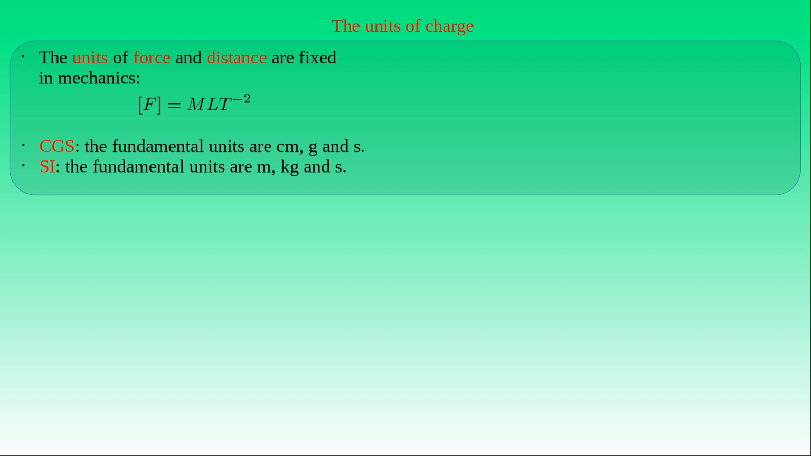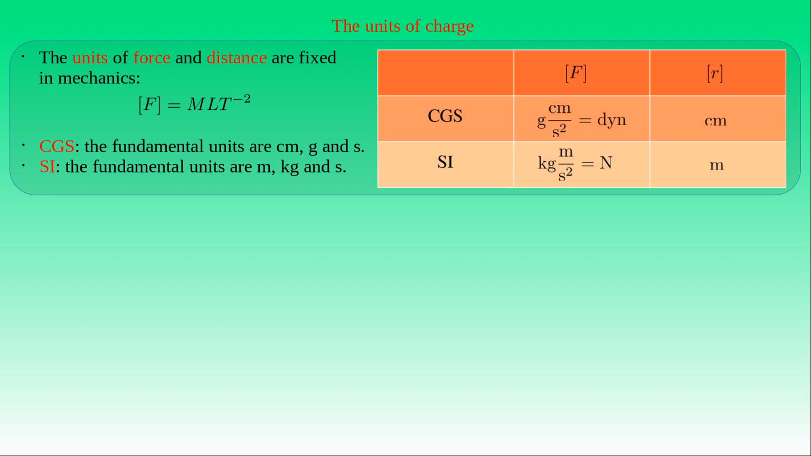If we use the CGS system, then the unit of force is gram times centimeter over second squared, which is called dyne and its symbol is dyn. This unit together with the one of length can be seen in the table. If we use the SI system, then the unit of force is kilogram times meter over second squared, which is called newton, where length is measured in meters. As a result, we can state the following.